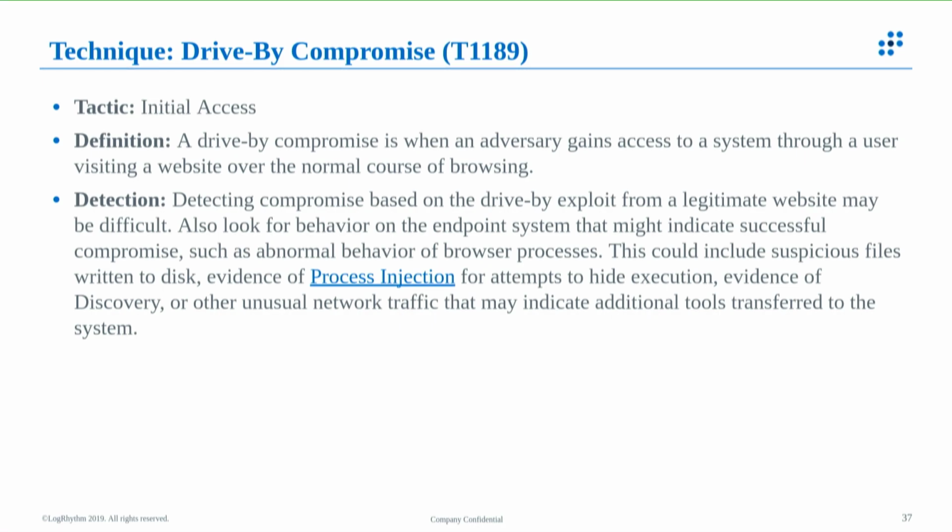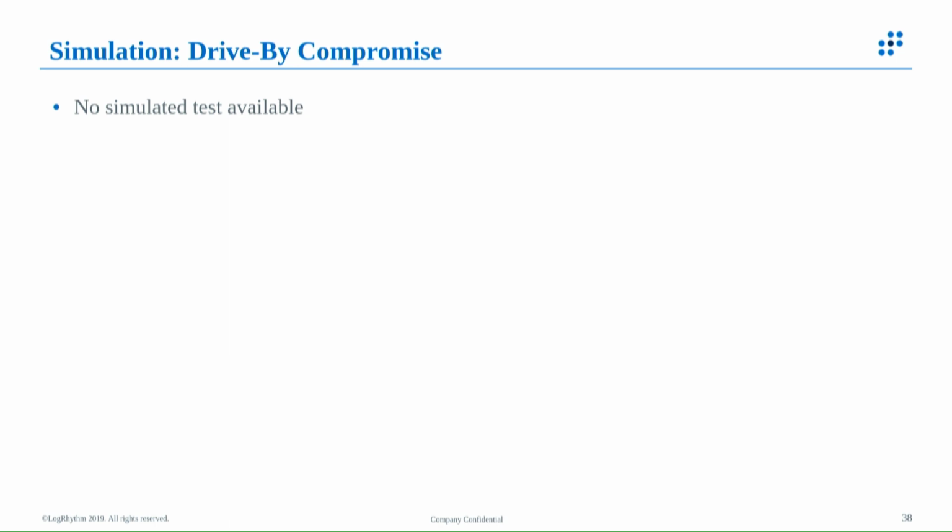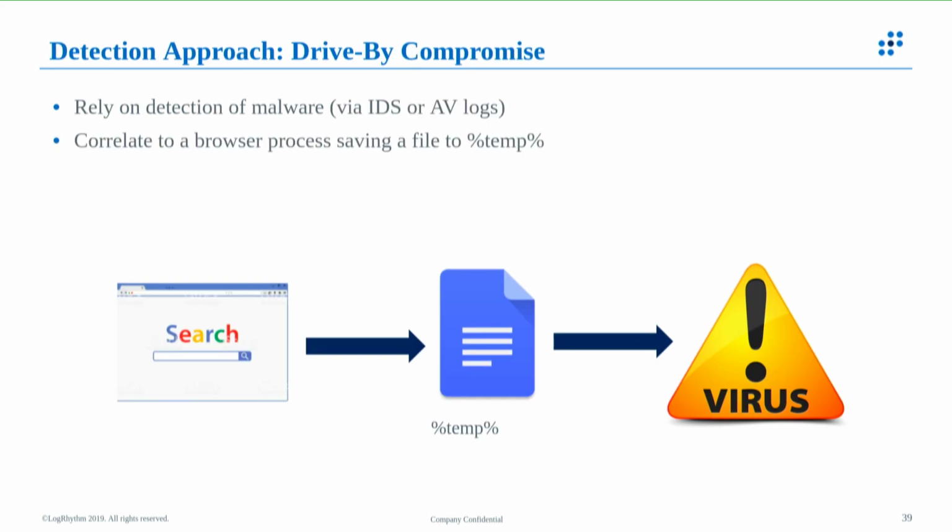So also look for behavior on the endpoint system that might indicate successful compromise, such as abnormal behavior of browser processes. This could include suspicious files written to disk and evidence of process injection for attempts to hide execution, evidence of discovery, or other unusual network traffic that may include additional tools transferred to the system. So in the next slide, we didn't have any simulation test available to go with, and so we came up with a rule logic based upon what we thought would be most effective.